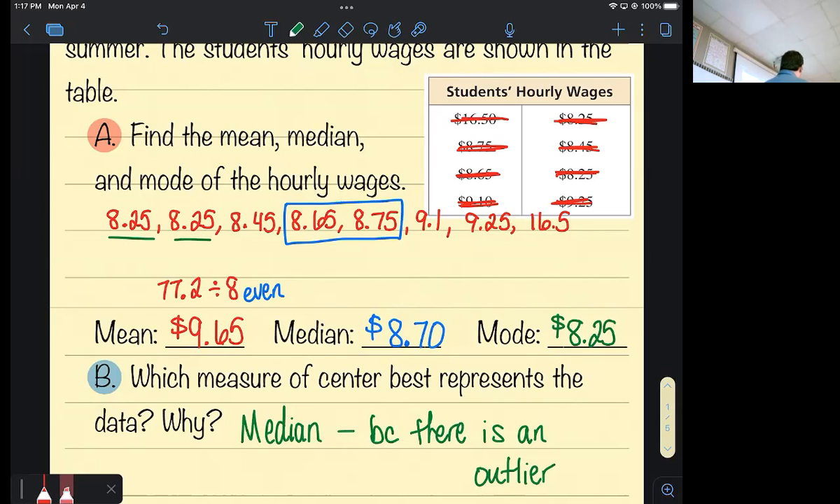What you're not seeing here is all of these numbers lined up, and then 16.5 should be somewhere over here, right? And if I put 16.5 way off the page, 9.65 would be in the middle. But if I just line them up like that, I wouldn't want to use 9.65. I'd want to use what's in the middle. So if there's an outlier, you want to use the median as your best measure of center. If there is no outlier, the mean should be all right. Okay, should be in the middle, shouldn't be pulled up either way.